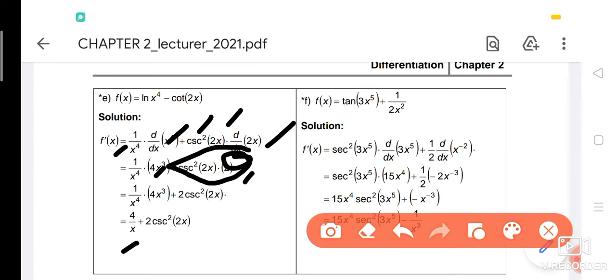Okay, so number F, f(x) equal to tangent 3x to the power 5 plus 1 over 2x to the power 2. So to find differential of f(x), iaitu f prime x, we need to differentiate each term. Differentiate tangent, formula dia equal to secant square, tiru dulu 3x to the power 5, lepas tu differentiate 3x to the power 5. Yang ni ingat, sebelum boleh differentiate, kalau boleh tunjuk dulu, awak bawa naik. Differentiate itu bermaksud kita nak differentiate half x to the power minus 2 kan. Jadi tiru half, lepas tu differentiate x to the power minus 2.